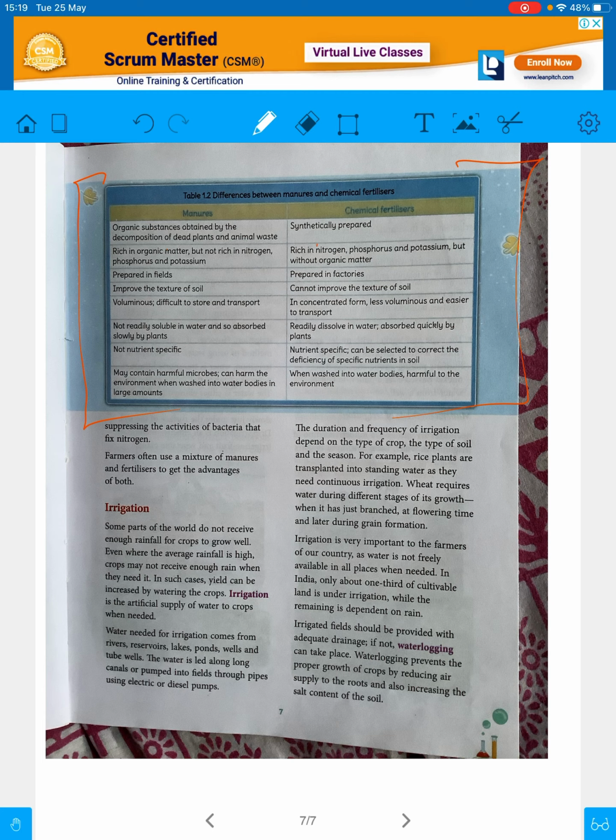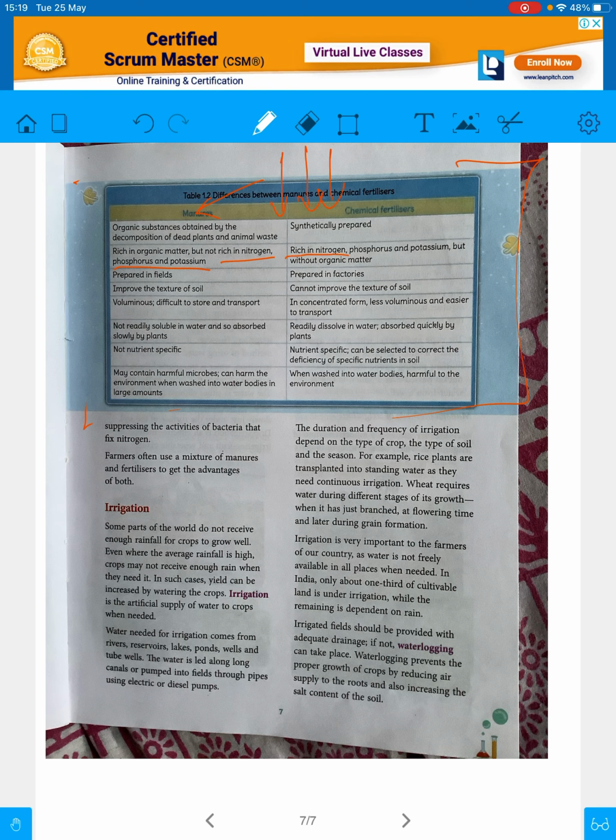Here they are synthetically prepared. These are what? Organic substances. How do you get them? By decomposition of plants and animals. And these are synthetically prepared. That means what? These are prepared in a lab, synthetically. Okay? These are rich in organic matter but not rich in nitrogen, phosphorus and potassium. These manures are rich in organic matter but are not rich in nitrogen, phosphorus and potassium.